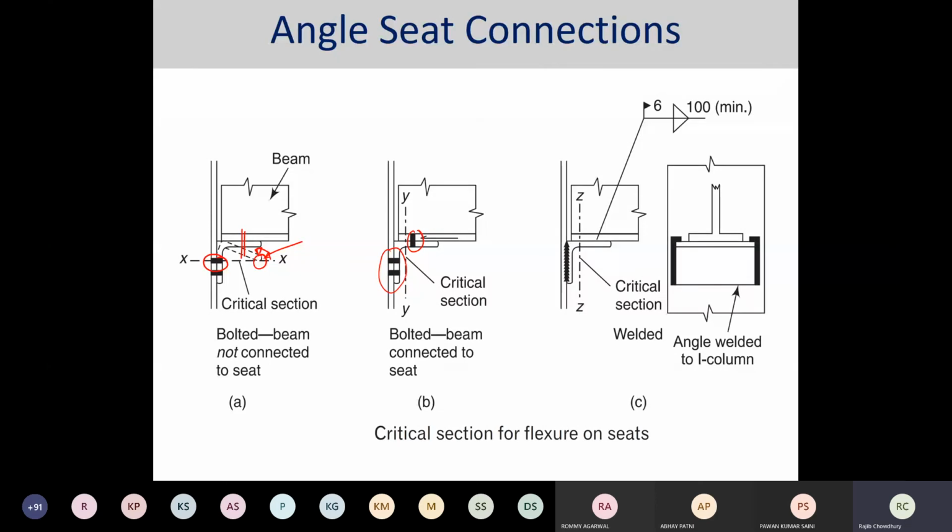Similarly, the critical section develops over there. Here I have shown only one particular path; I am not showing the other direction. So in the welded connection also, a similar philosophy could be developed in this particular way for making the flexural design.